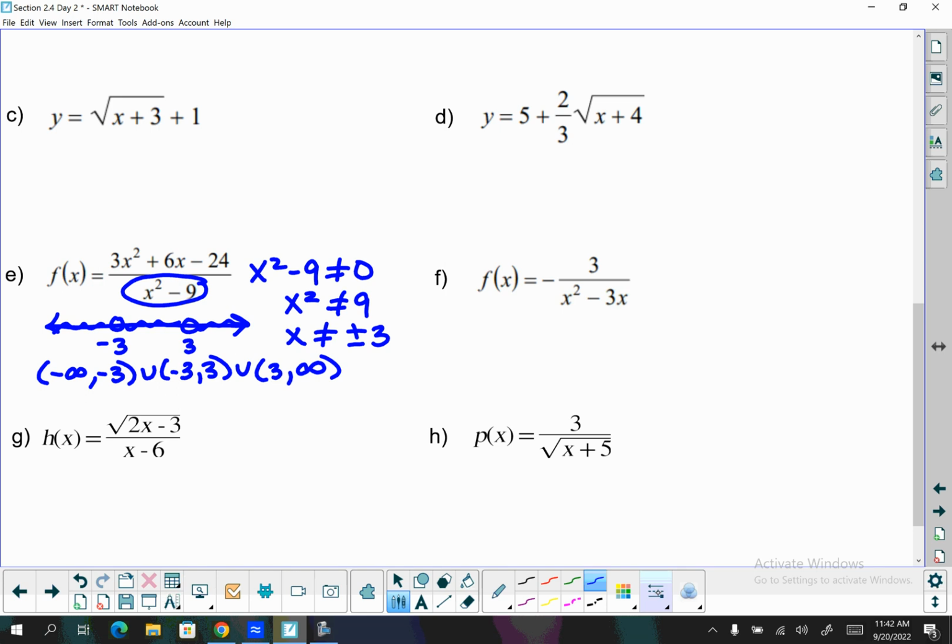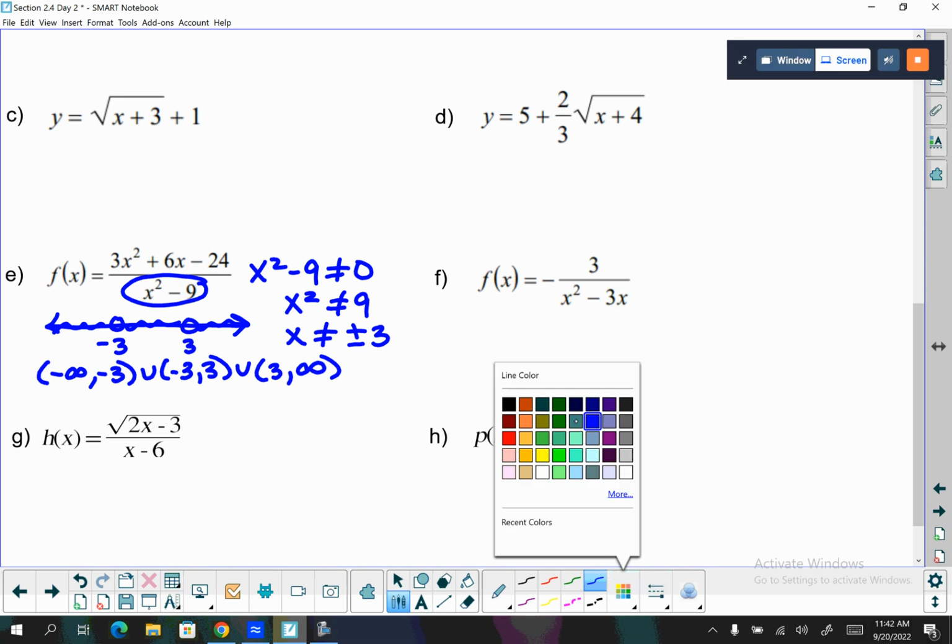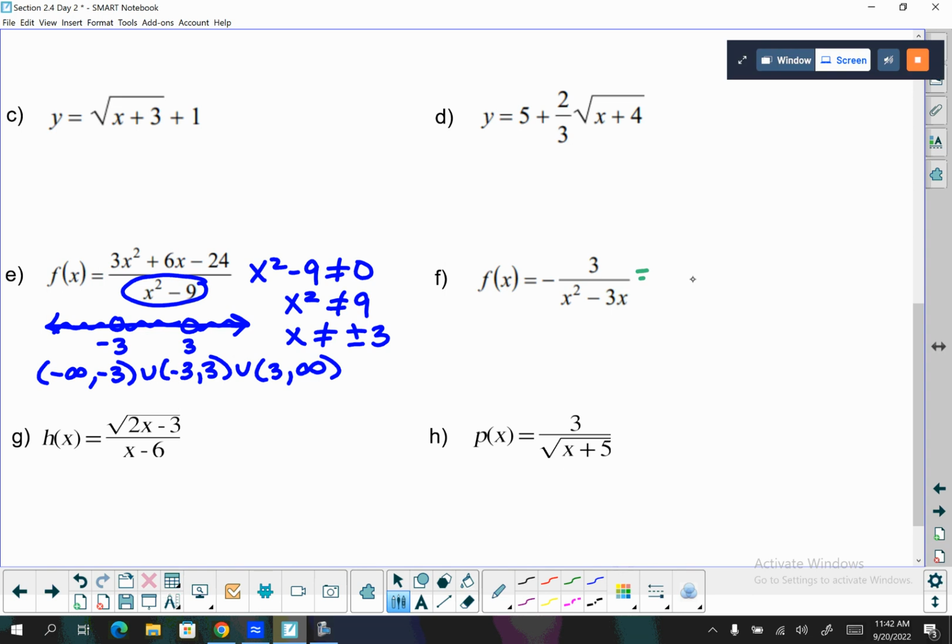Let's look at F. Now, when you have a negative out front of a fraction, you can put it in the numerator or the denominator. It doesn't make a difference. Just don't put it in both places. Here, I'm going to put it in my numerator because I don't care about my numerator. So it's going to make my calculations easier.